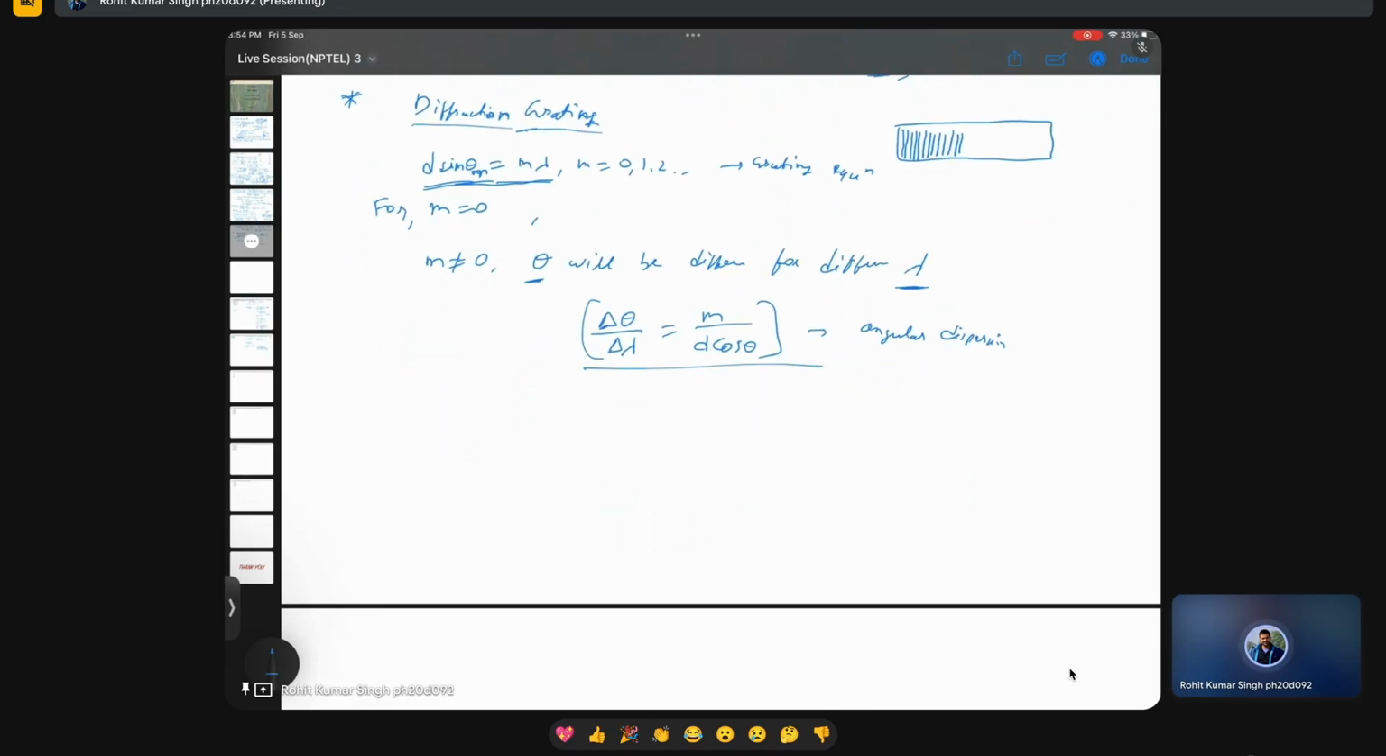Now there is one more concept, which is the resolving power of a grating.